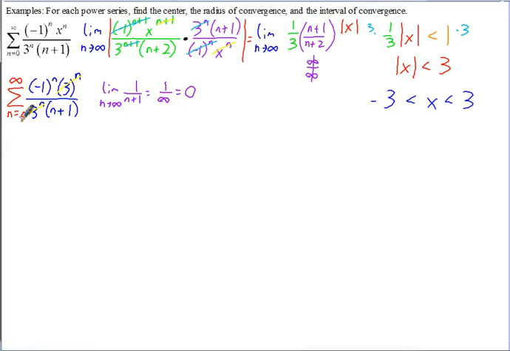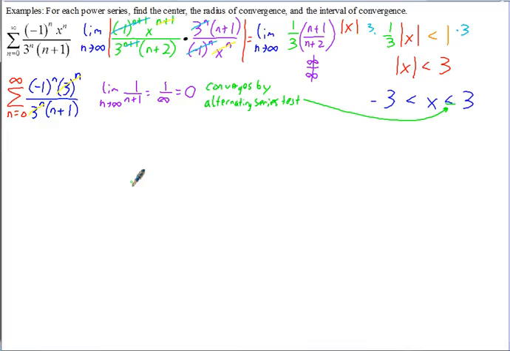And if you keep plugging in numbers 0, then 1, then 2, then 3, you can see the number keeps getting bigger, making the whole thing smaller. So this one converges by alternating series test. So you would put the or equal to there.